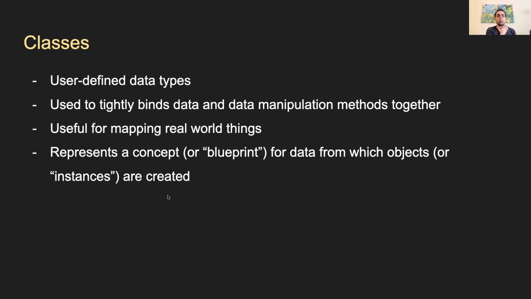So a class on a high level just represents a concept. If you think of a concept like a fruit or a person or a car, that's just a concept. You're not necessarily thinking of a particular person or a particular car. It's just a blueprint or an idea of what the object is. But then from those concepts, which are classes, we create instances or objects from them.